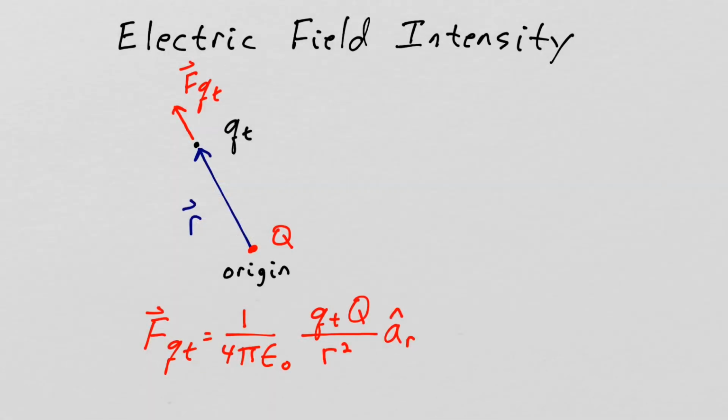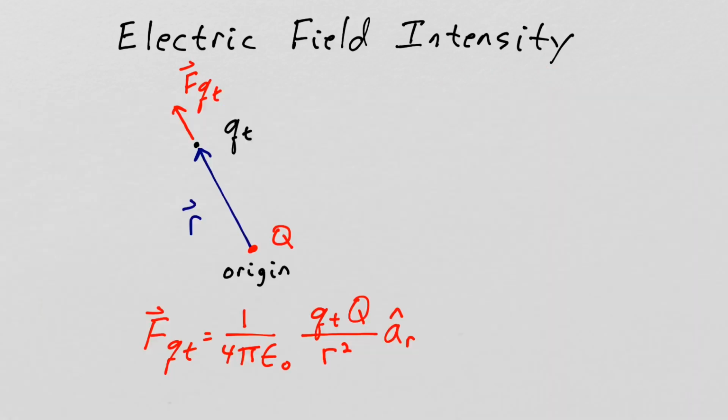We are now going to introduce the concept of electric field intensity, and we're going to use Coulomb's law to do that. I like to view electric field intensity as just a restatement of Coulomb's law. So let's put a charge Q at the origin and some other charge at any other location in space and call it Q sub t at location R. So the force Q sub t experiences is given by Coulomb's law here.